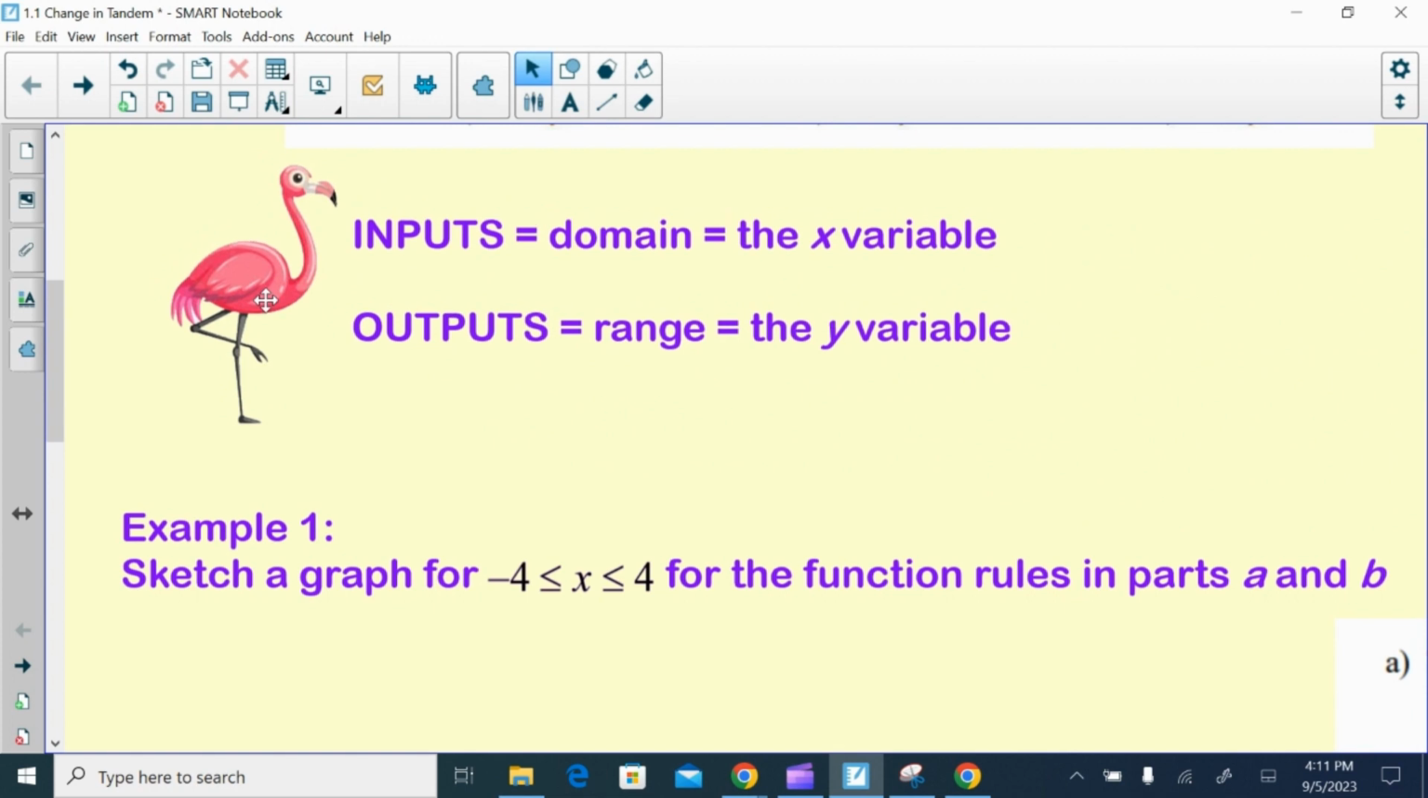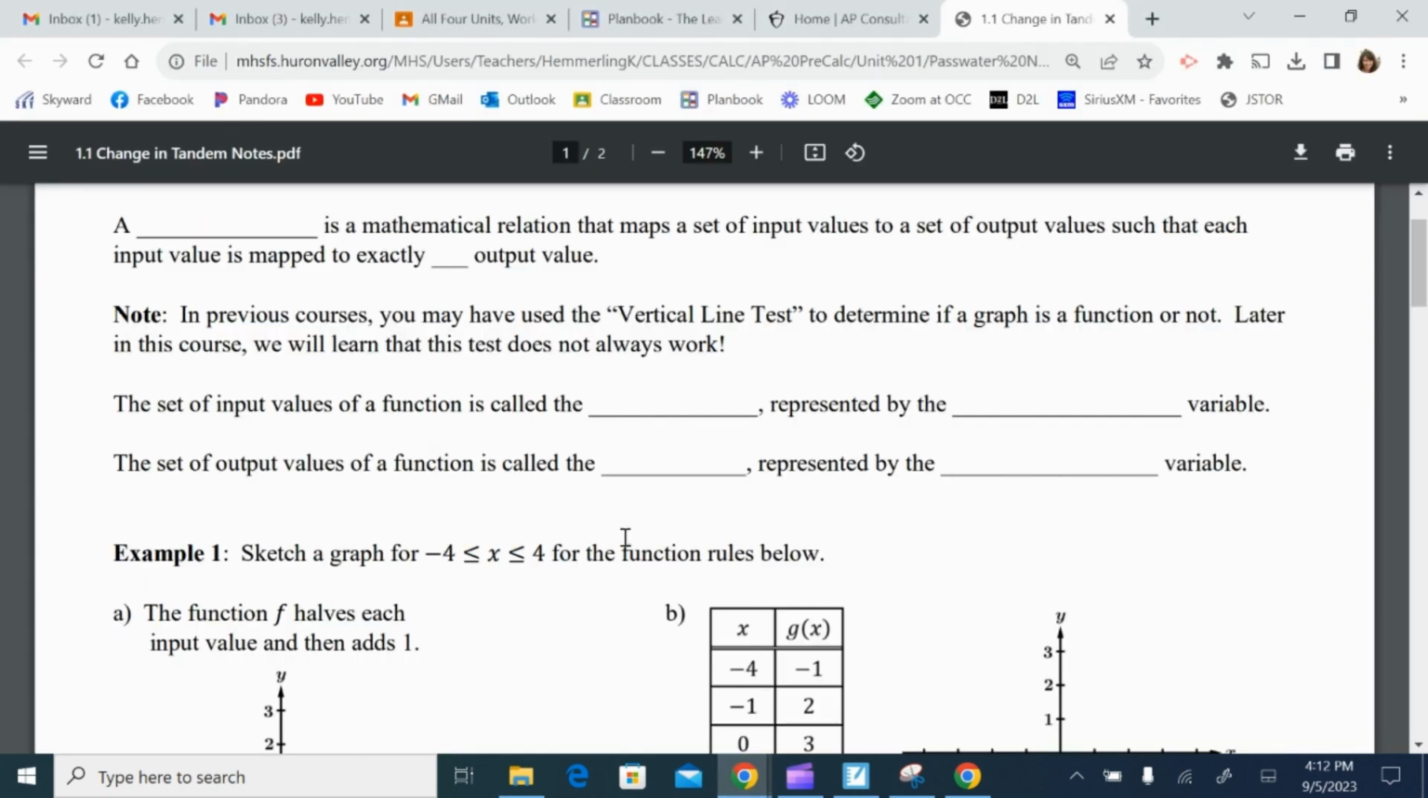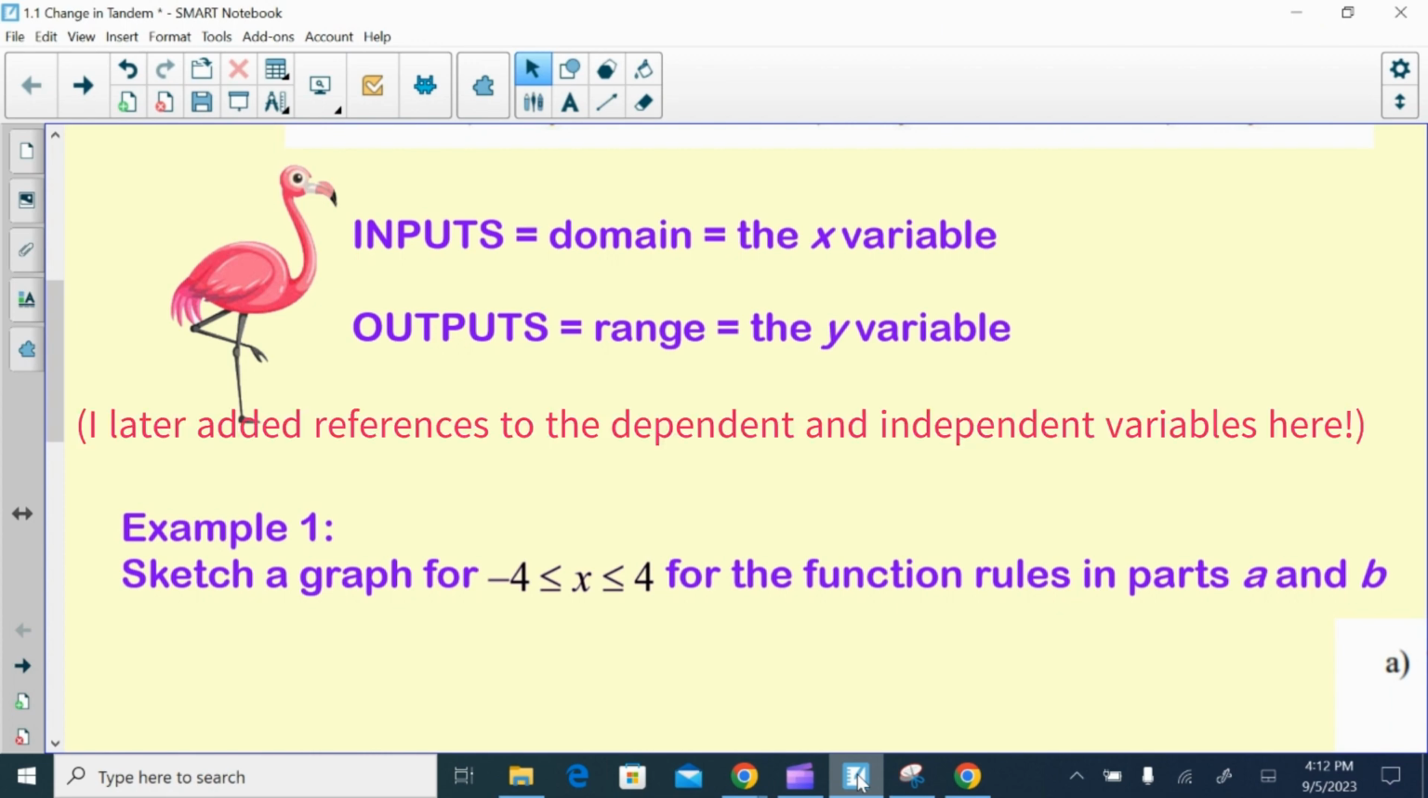definitions. And I'm telling the students on the first slide of day 1 of notes in AP Pre-Calc that the vocabulary here is going to be inputs and outputs. So instead of talking about x's and y's, we're talking about inputs and outputs, sometimes domain and range. And if I go back to how these guided notes have the same information: the set of input values of a function is called the blank, represented by the blank variable. So this is just a way that I've digested it in these Smartboard notes.